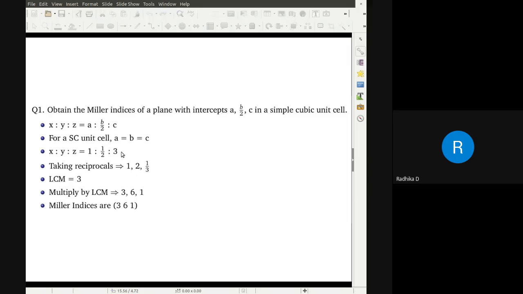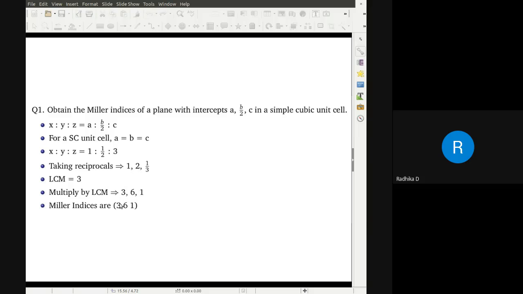These are your intercepts. Next step is to take the reciprocal. Reciprocal of 1 is 1. Reciprocal of 1 by 2 is 2. Reciprocal of 3 is 1 by 3. The next step is the LCM. LCM is 3. Multiply each of these numbers by the LCM. So 3 into 1 gives you 3, 3 into 2 gives you 6, 3 into 1 by 3 gives you 1. So these are your final numbers: 3, 6, 1.